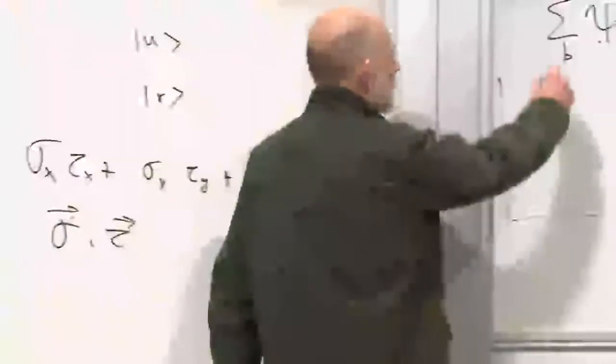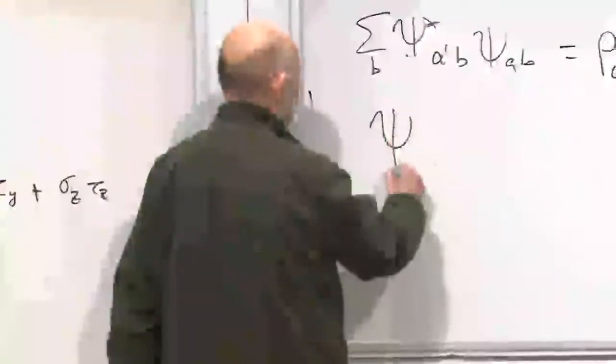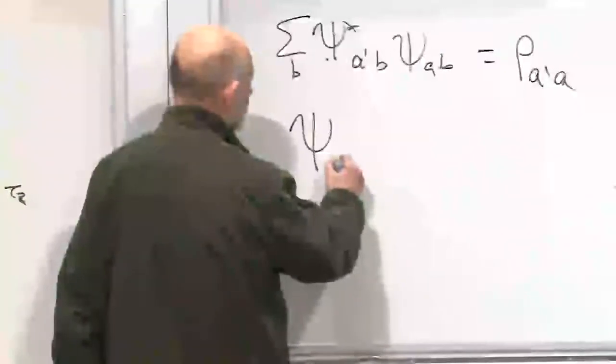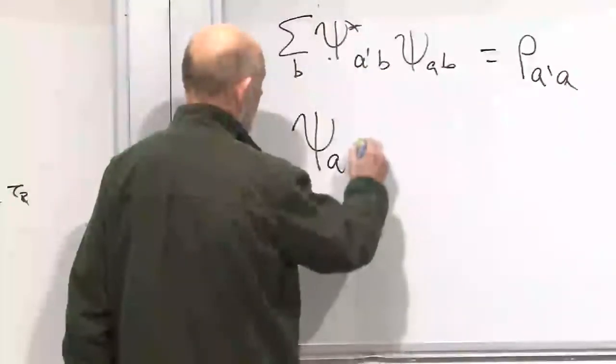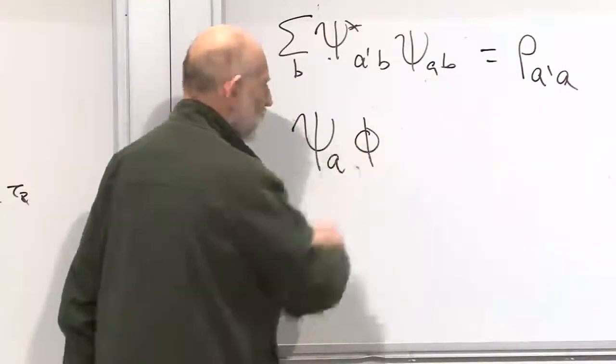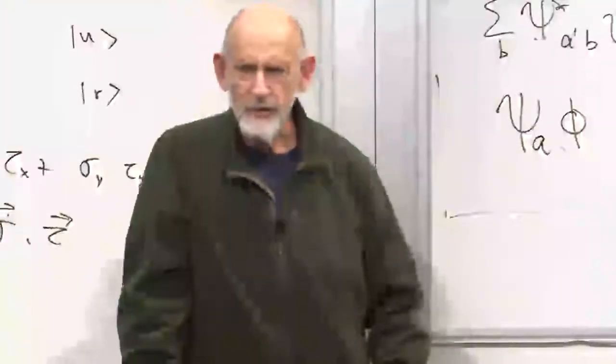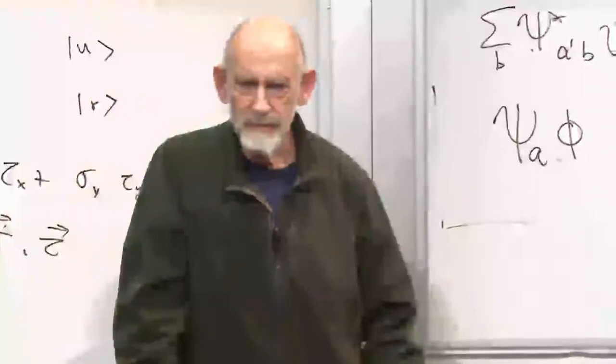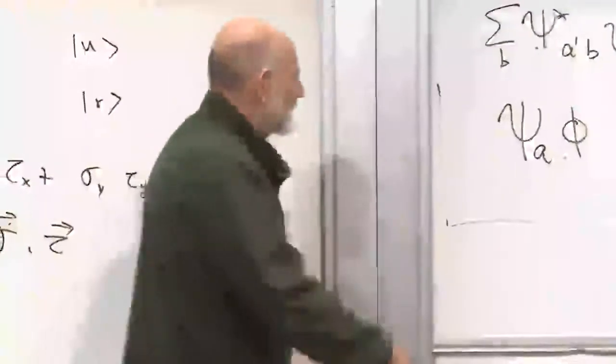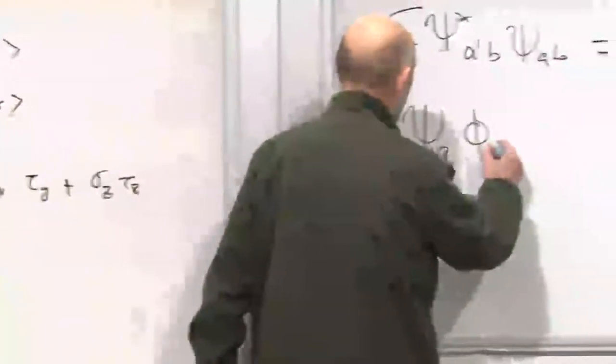So let's say that psi is a product of Alice's wave function times Bob's wave function. I forget which one is which now. Was psi Alice or was psi Bob? Psi was Bob? Psi is Alice. Okay, it doesn't matter. We'll just change them now. All right.